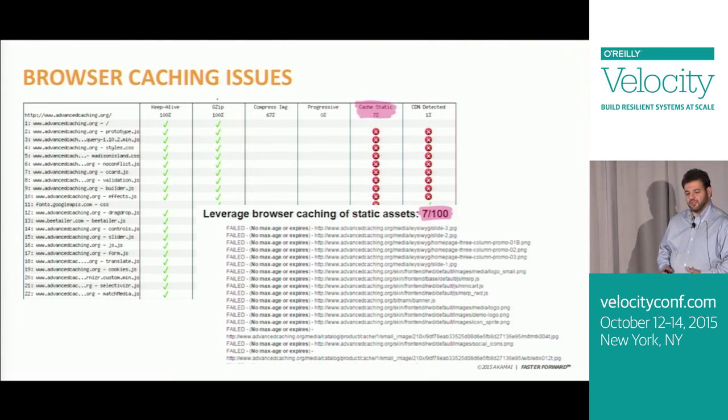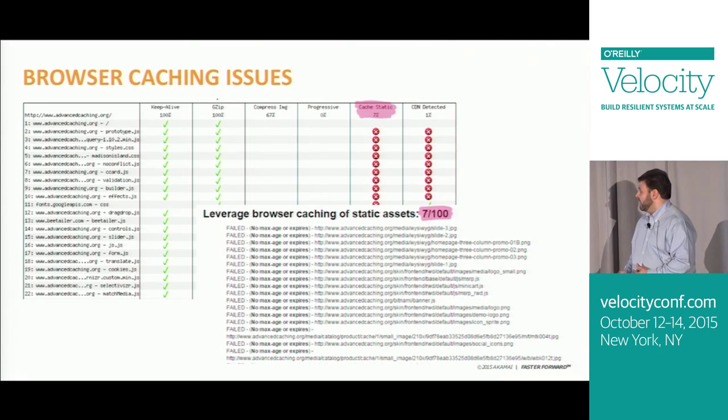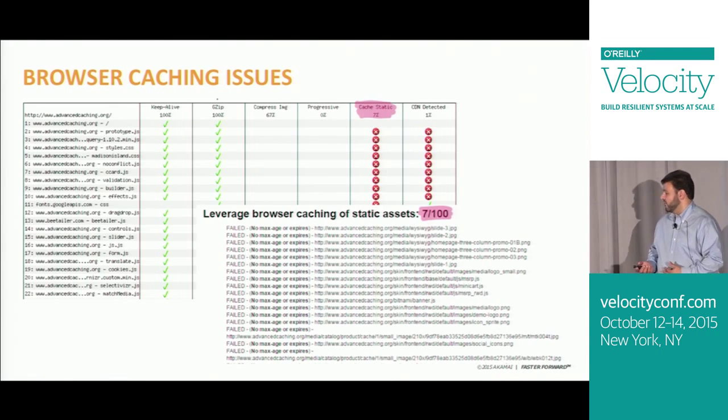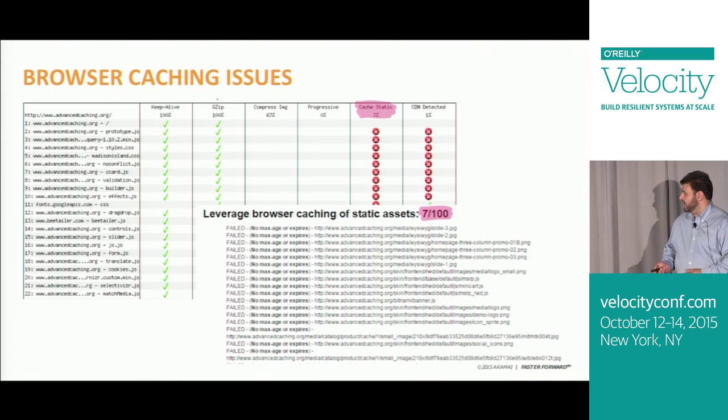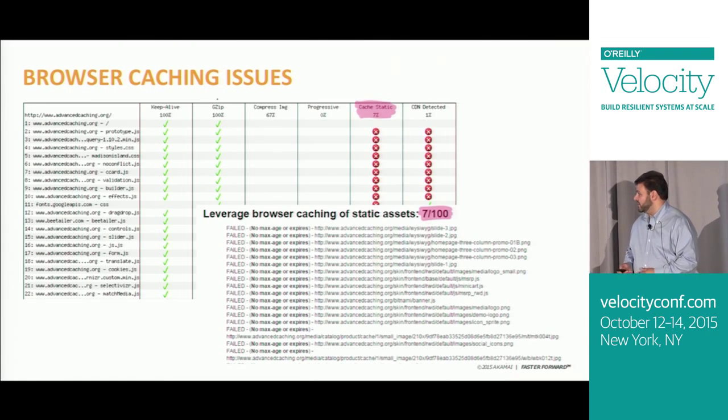If we focus on browser caching issues for now, you can see here that this particular test got an F for browser cacheability because there's no cache control or expires headers. And this is a screenshot from Web Page Test on the Performance tab.